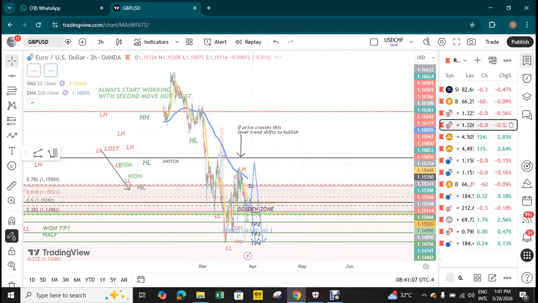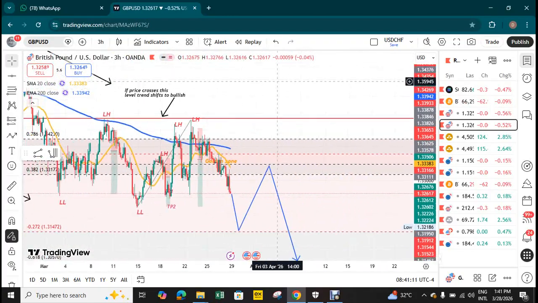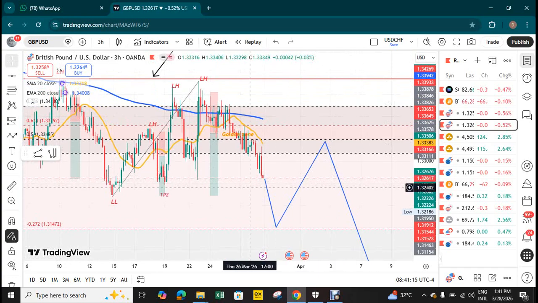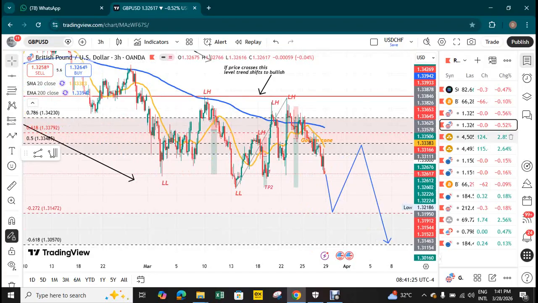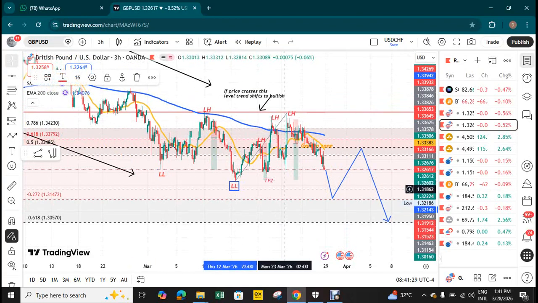No, sorry, GBP USD. This is it. Okay, so GBP USD now it's closing up. We are seeing price coming towards our TP full. Okay, so what we want to see now, because now we have a lower low.